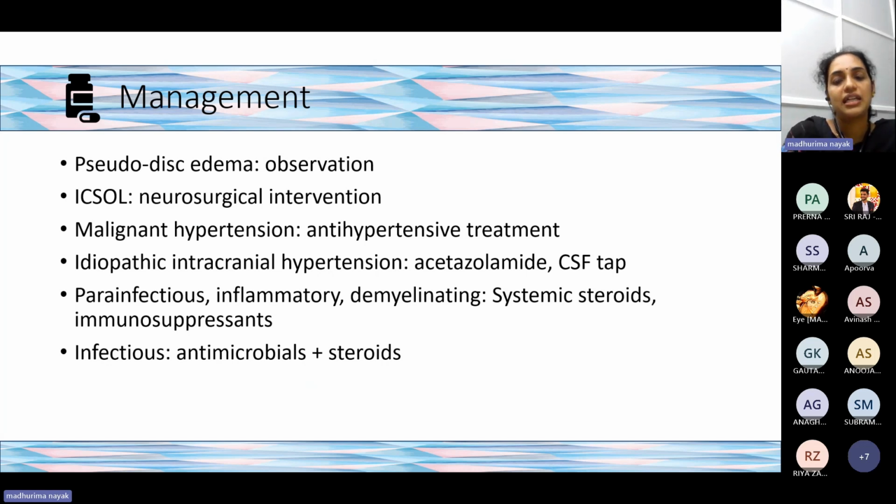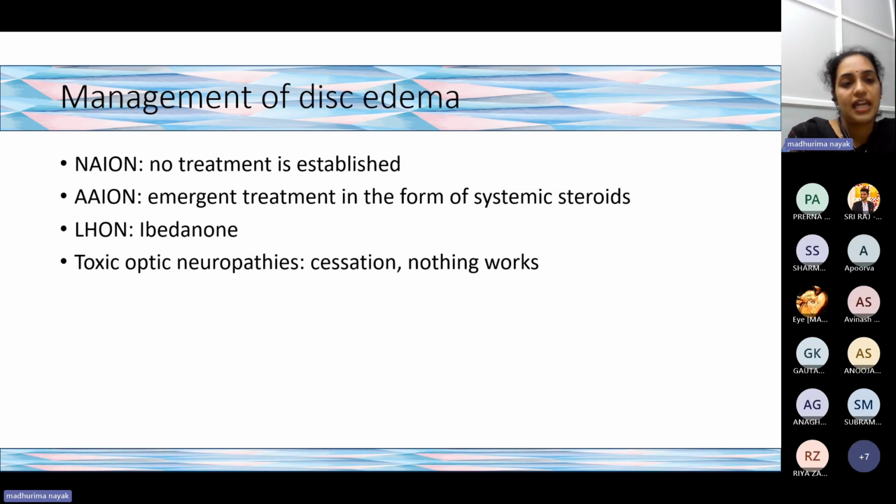Parainfectious, inflammatory, and demyelinating disorders, you need systemic steroids and then immunosuppressant therapy. Infectious, if you are able to identify what is the cause for the infection, you give the suitable antimicrobial along with steroids. NaION, till now there is no proper treatment established. AAION or arteritic AION, you have to jump in and treat with high dose systemic steroids to prevent the other eye from getting the similar issue.